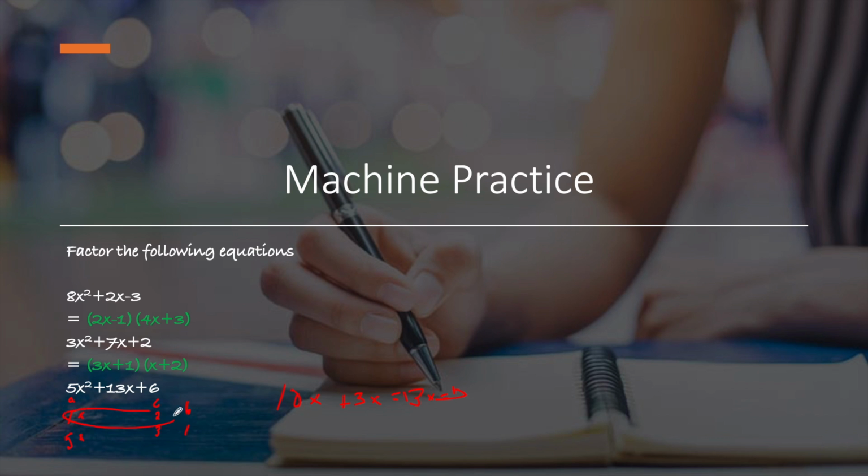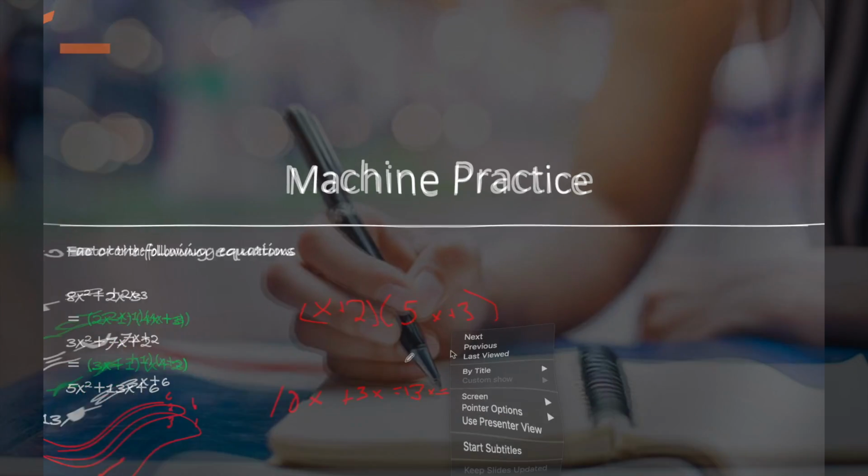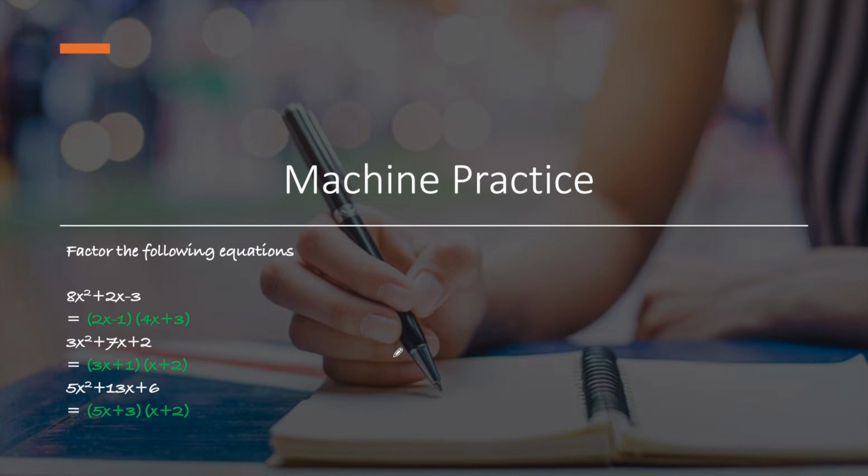Taking this across. Here we have x plus 2. And here we have 5x plus 3. This is our quadratic in factored form. Checking our answer. We got it right.